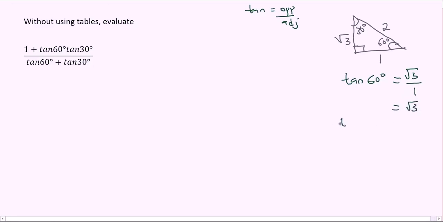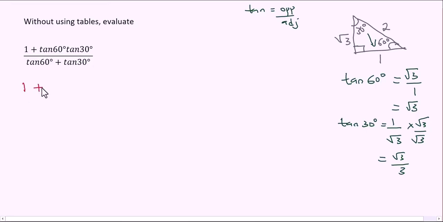Let's check tan 30 degrees. Tan 30 is opposite of 30. So let's look at this. Opposite here is 1, and then the adjacent is root 3. So we'll have to rationalize, and that gives us root 3 over 3. Okay, so now we have the figures we need. Let's go ahead and start solving.